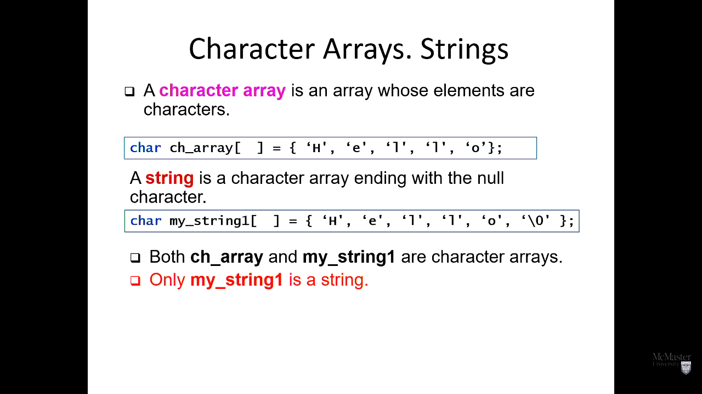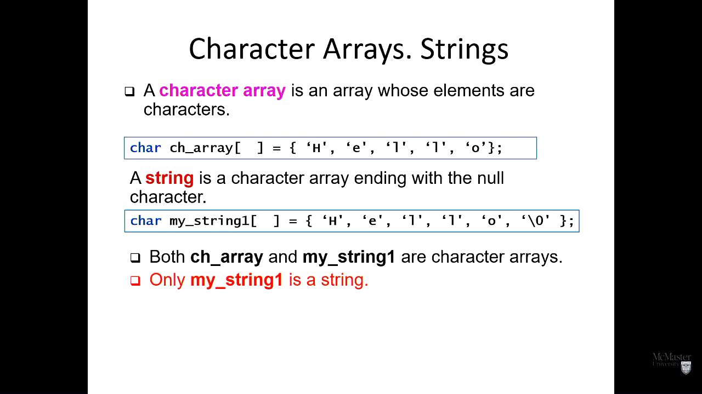But the only difference is this is not interpreted as a string in C. You cannot use the string functions. We will see later we have support by the C library to deal with strings. They will not accept this one because this is not a string. This is a string. Any string in C is an array of characters that has to finish with a null operator. This one is still a valid array, but it's not a string.